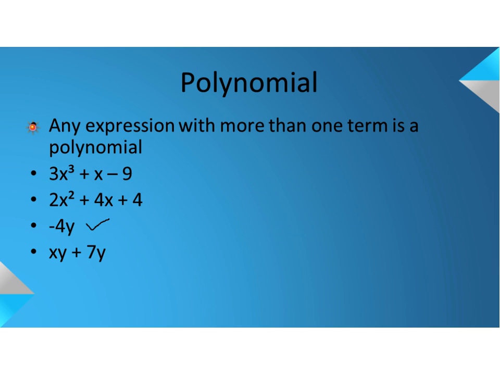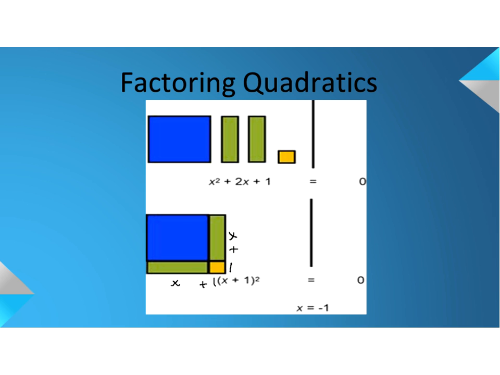So what is a polynomial again? Any expression with more than 1 term. So let's take a look at the 4 choices below. Which one is not a polynomial? As you can see, each one of these has more than 1 term except for negative 4y. So he is not a polynomial. The name for him is a monomial.